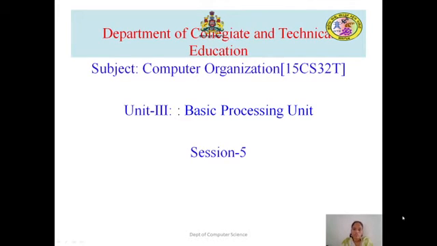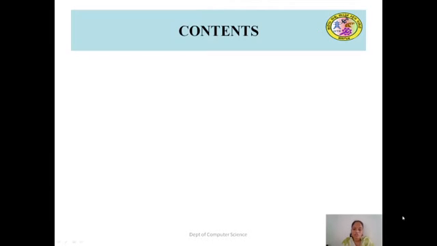Good morning, everyone. Today we study session 5 of the third unit, basic processing unit. In this session 5, we're going to study multiple bus organization. Before that, we have a brief study of single bus organization.